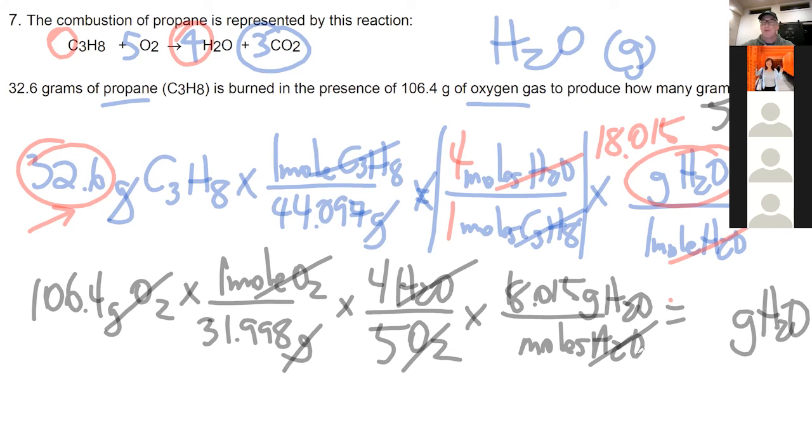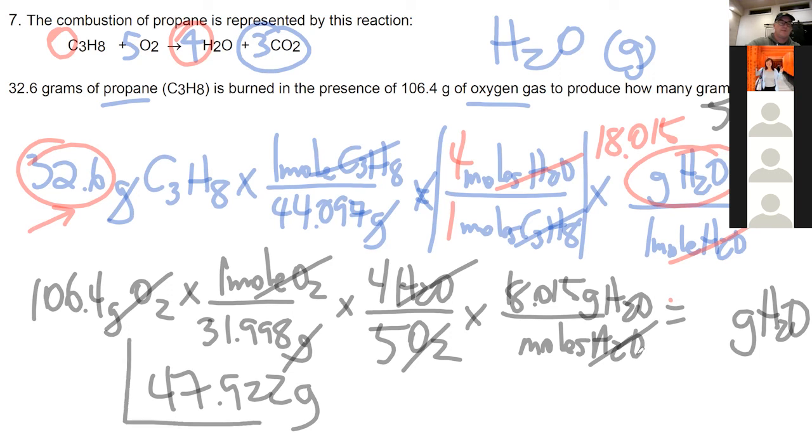Now it's just a matter of figuring out how many grams that is. So how many grams do you get for water? We got 47.922. Yep. 47.922. Would that be your final answer? How many sig figs should it have? Is it 4 because of the 106.4? Yep, should have 4. So 47.92.